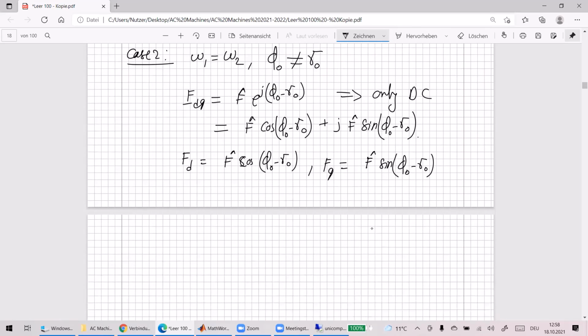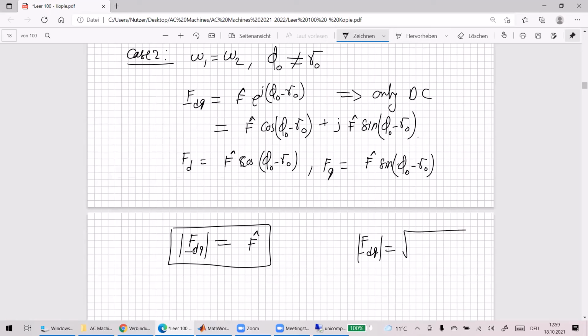But if you just want to know the magnitude, then the magnitude is always F cap. It's very easy to find, right? You can just find the square of this plus the square of this. So the FDQ magnitude is the square root of Fd square plus Fq square, and you can solve this, you will get this one.